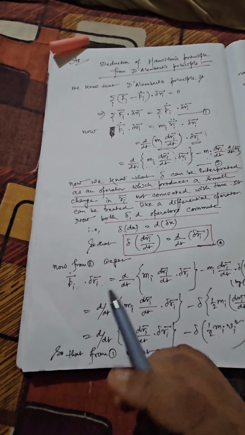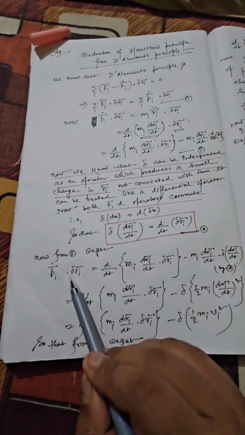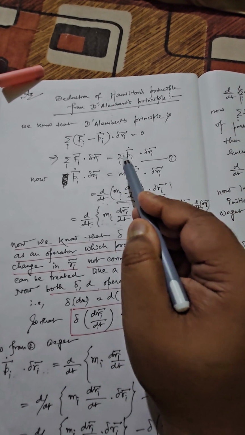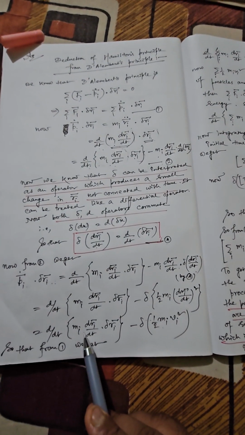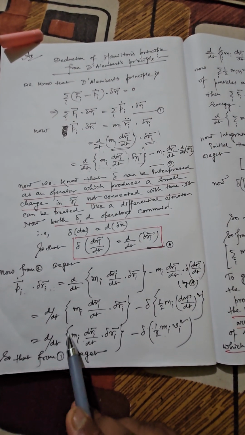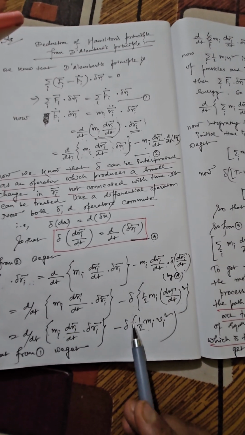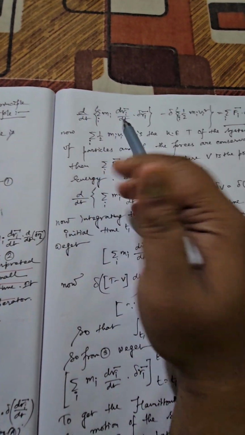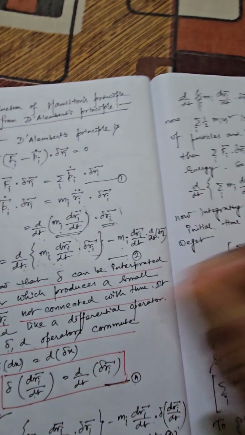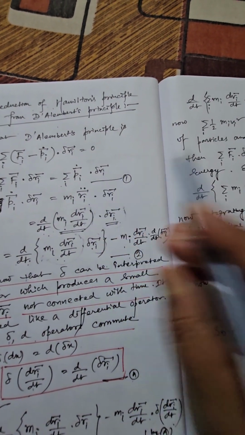Now here you can see, here we have obtained pi dot del ri, but on the right hand side you have summation. So whenever you are putting this expression in equation 1, just put a summation over this entire expression and also put a summation over this expression. So you can see I have written the same thing as I told you earlier, summation pi dot del ri.